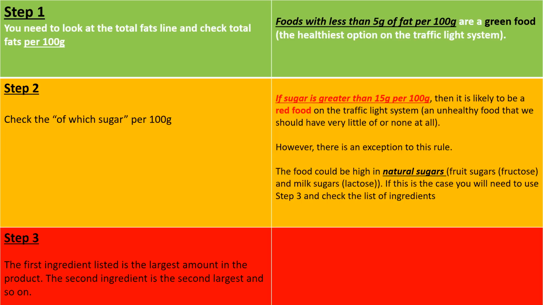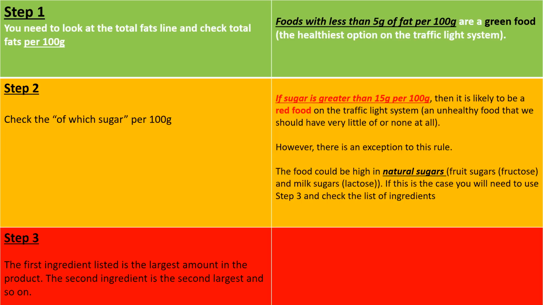The second step you'll be looking at is to check the amount of sugars per 100 grams. If the sugar is greater than 15 grams per 100 grams, then it's likely to be a red food in the traffic light system, and that's an unhealthy option. You want to avoid that. If it's more than 15 grams, we want to put that away.